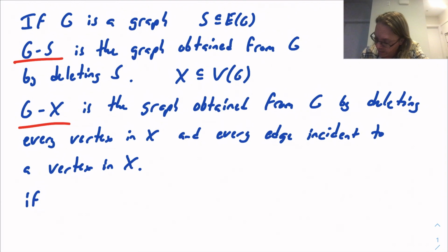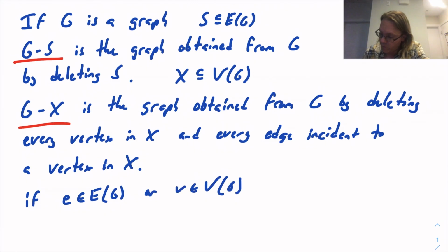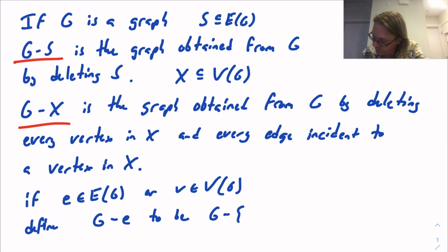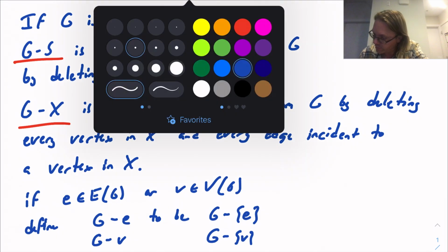If I gave you a single edge E, or I give you a single vertex V in V of G, we define G delete E to be G minus the set {E}, or G delete V is G delete the singleton {V}. Sorry that my curly braces aren't a little better looking there.